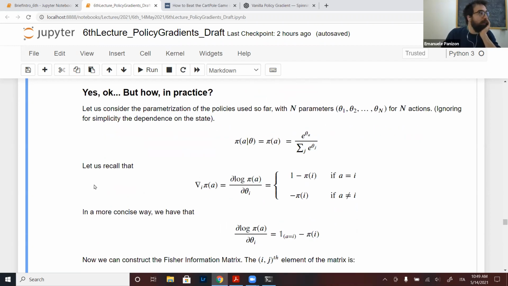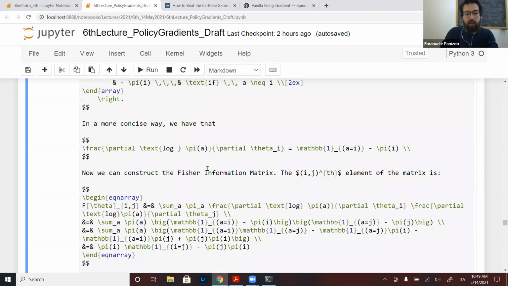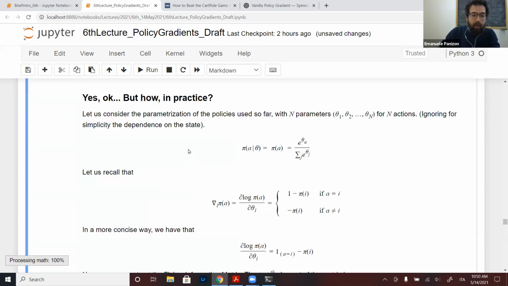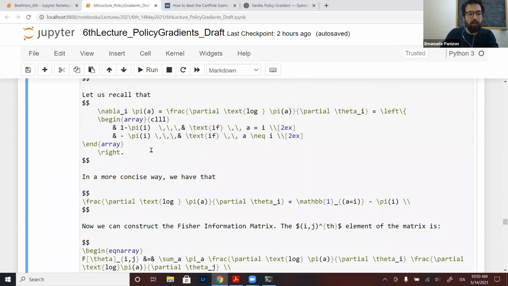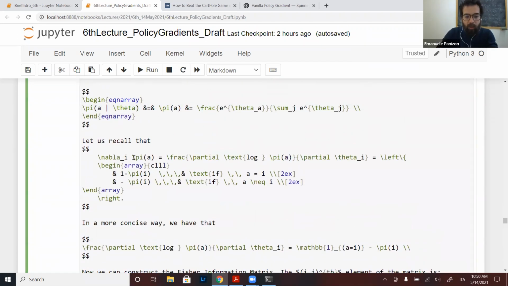And also we already know what the standard gradient of this policy is. You can clearly see that here I forgot a log. Please, if you're writing down, I have no idea where I am. Let us recall. Yes, okay, I found it. I apologize.